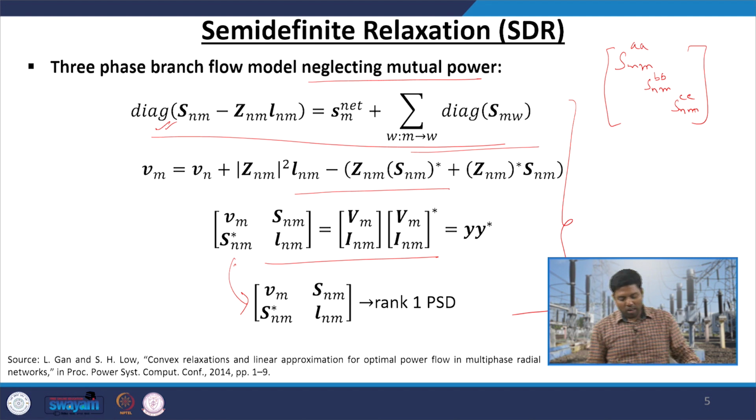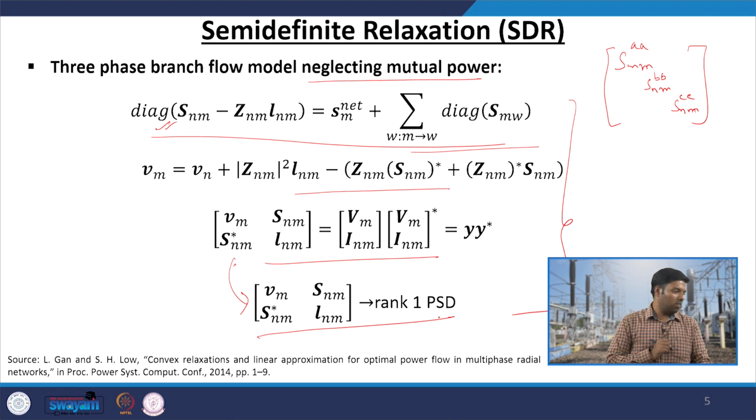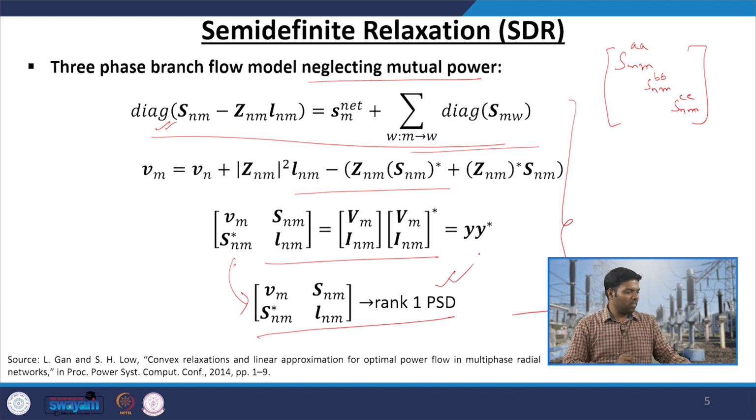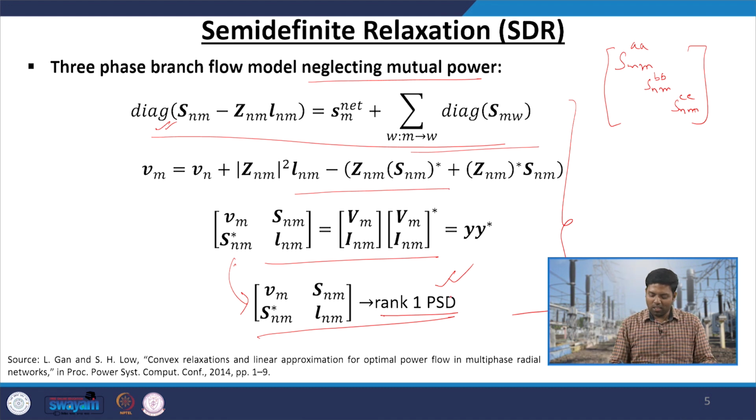Okay. So, you have this constraint. Now, first let us check whether this rank 1 positive semi-definite matrix requires the semi-definite relaxation, that is, whether it is a non-convex relaxation, because we have this rank 1 positive semi-definite constraint. Before going to that relaxation, first we have to check whether this is a non-convex expression or not.